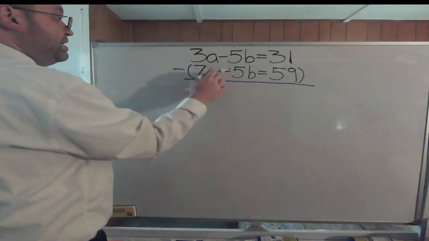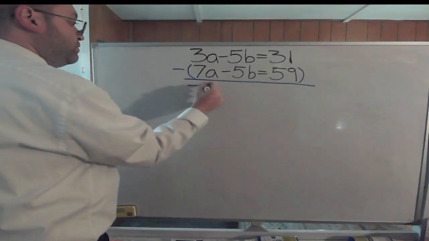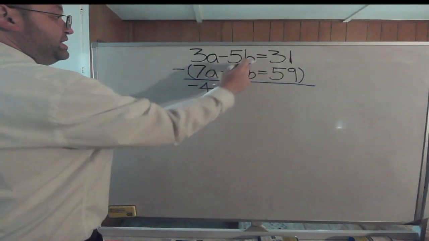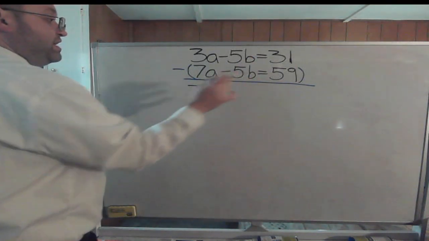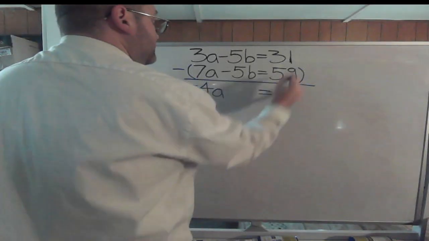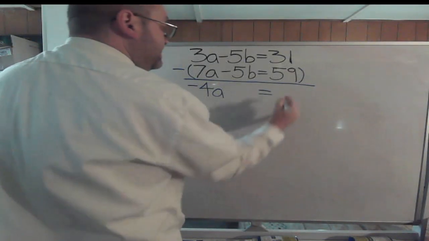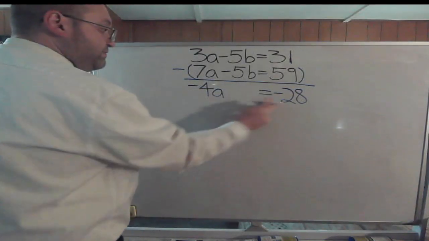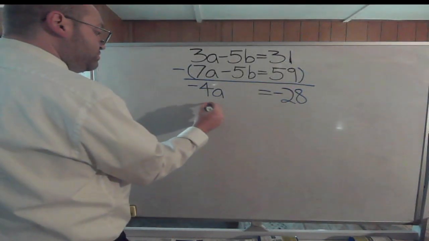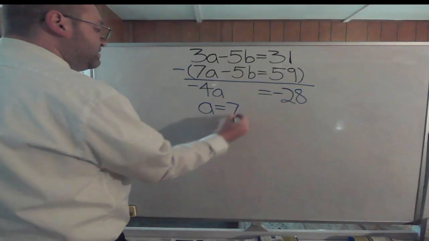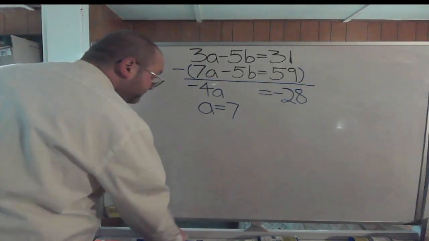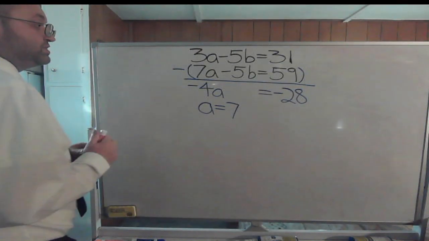So 3a minus 7a, that'd be negative 4a. Negative 5b minus 5b turns into negative 5b plus 5b, which is 0. And 31 minus 59, that's going to be negative 28. So we have negative 4a equals negative 28, which means a equals 7. So the a coordinate for the solution is 7. Now we need to find the b coordinate for the solution.